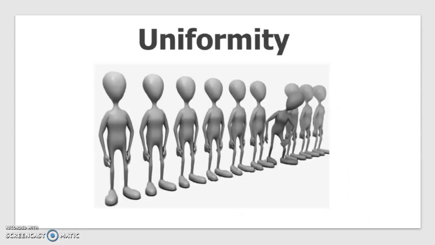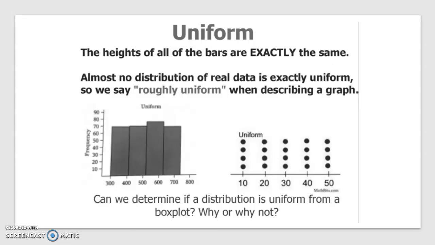Okay, so there was symmetry, and now there's going to be uniformity. So the heights of all the bars are exactly the same. If that's true, then you would say your data is very uniform. Of course, that normally doesn't happen. It can be close, and if it's close, again, we'll use this term roughly uniform.